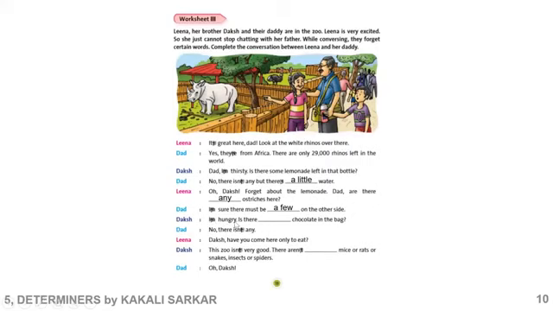Daksh: I'm hungry. Is there any chocolate in the bag? Dad: no, there isn't any. Here also, any means no, negative. There isn't any means there is no chocolate in the bag. Lena, Daksh, have you come here only to eat?